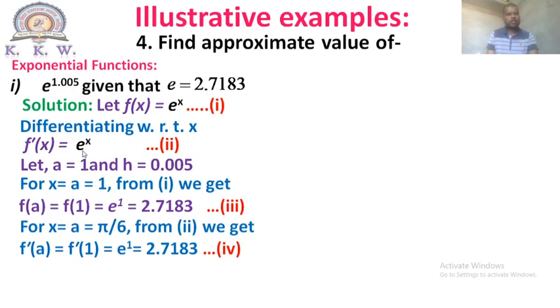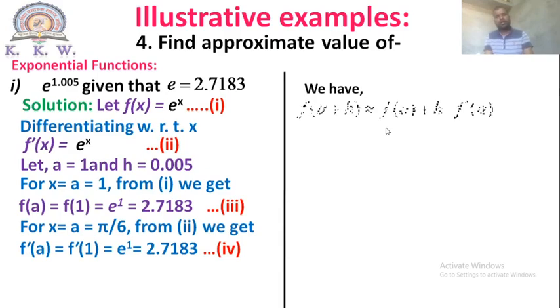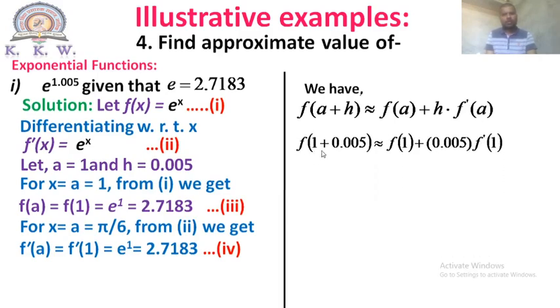Now, f dash of a is e raised to 1. E raised to 1 is e. Again, the value of e is 2.7183. After finding the values of f of a and f dash of a, we put them in the formula of approximation. We have f of a plus h approximately equal to f of a plus h times f dash of a. Therefore, f of 1 plus 0.005 is approximately equal to f of 1 plus 0.005 times f dash of 1.